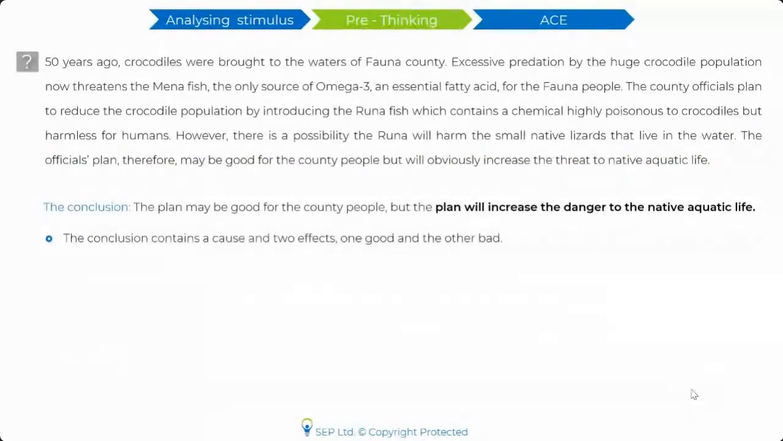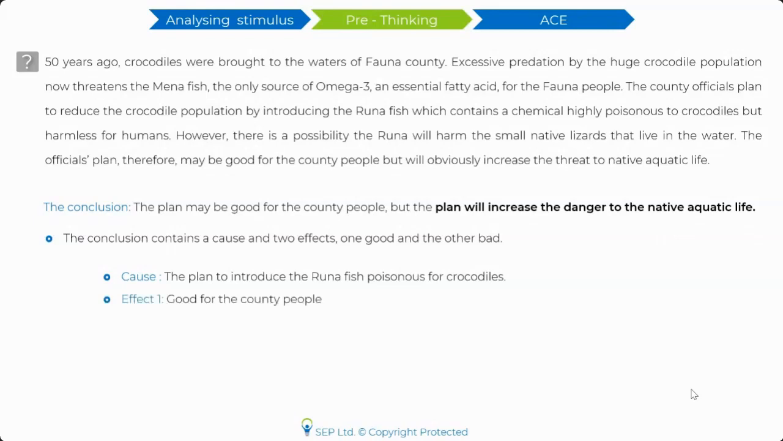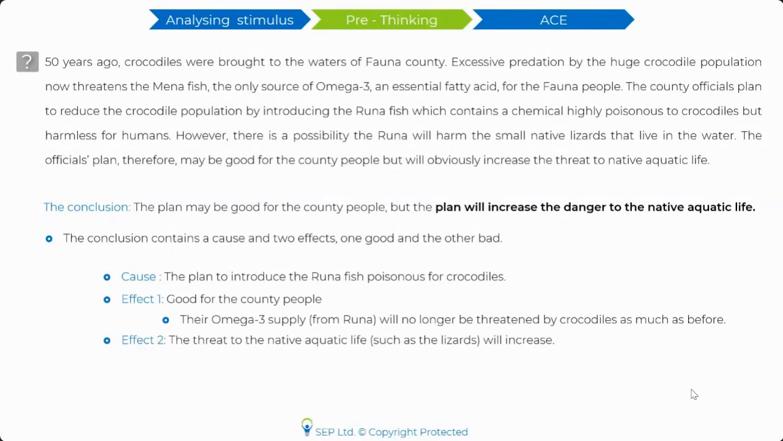Now if you look at the conclusion carefully, it contains a cause and two effects, one good and the other bad. How, you might ask? The cause is the plan to introduce Runa. That's the cause, right? And the cause will have two effects. One effect will be good for the county people, okay? So good how? Their omega-3 supply will no longer be threatened by crocodiles, okay? And effect two is that the threat to native aquatic life, such as the lizards, will increase. It will grow. The threat will grow. Okay? Clear so far here?